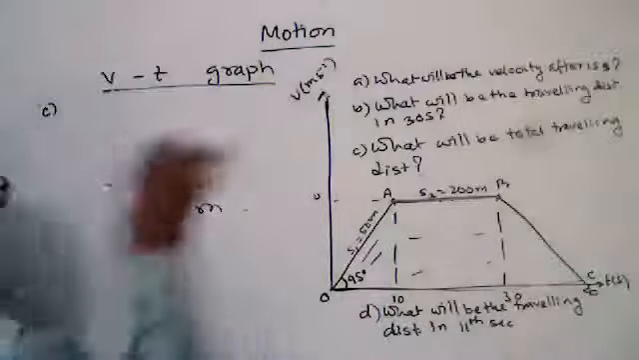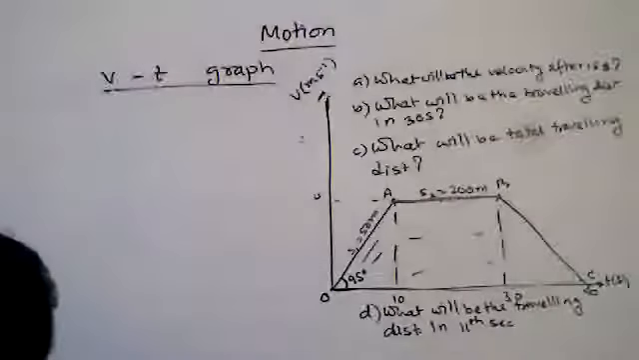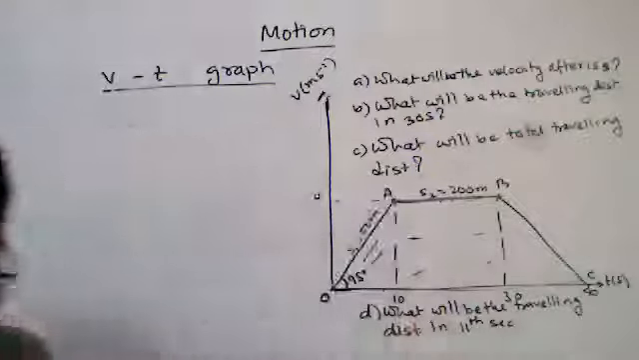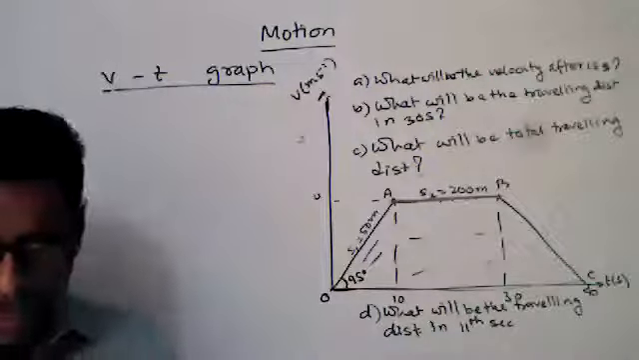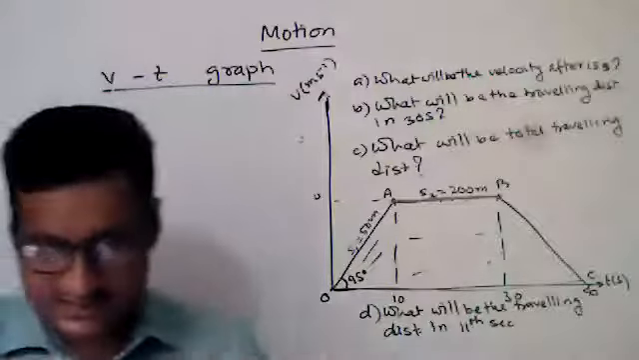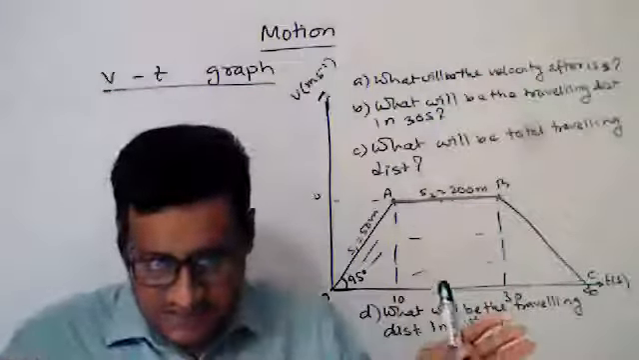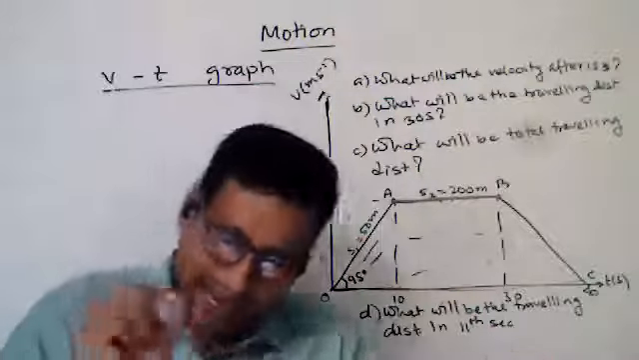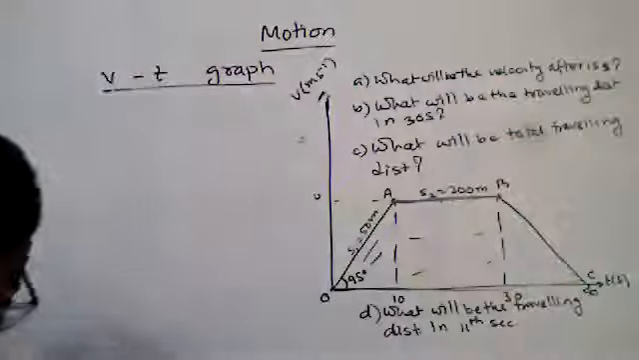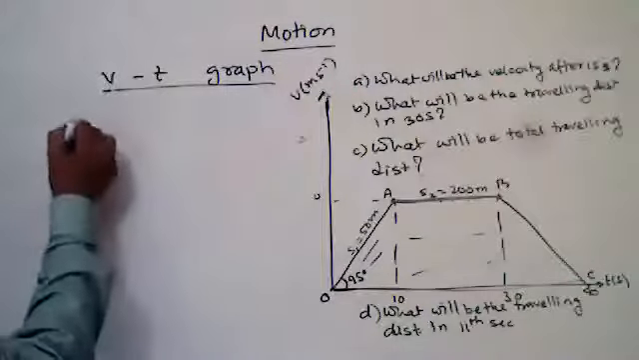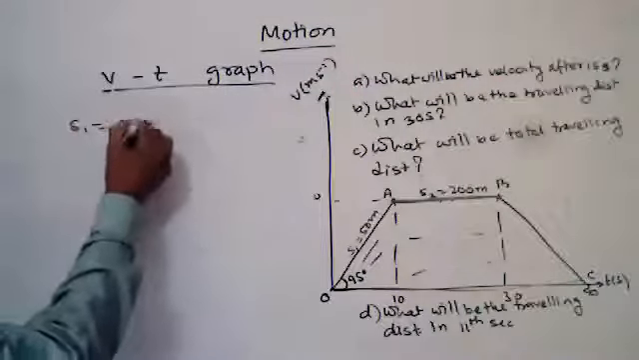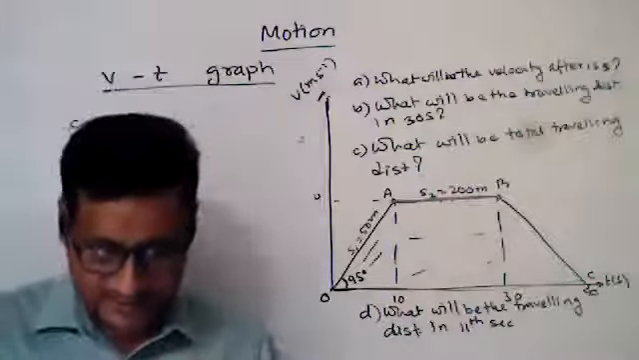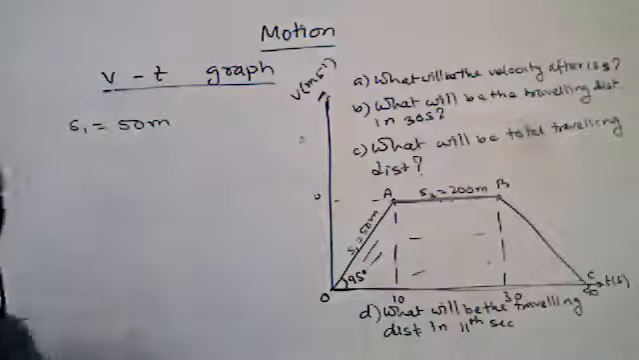So next, last one. Only 2 minutes are remaining. What will be the traveling distance in the 11th second? The 11th second traveling distance means the difference between the traveling distance in 11 seconds and 10 seconds. We already know in 10 seconds the traveling distance is 50 meters. What will be the traveling distance in 11 seconds?